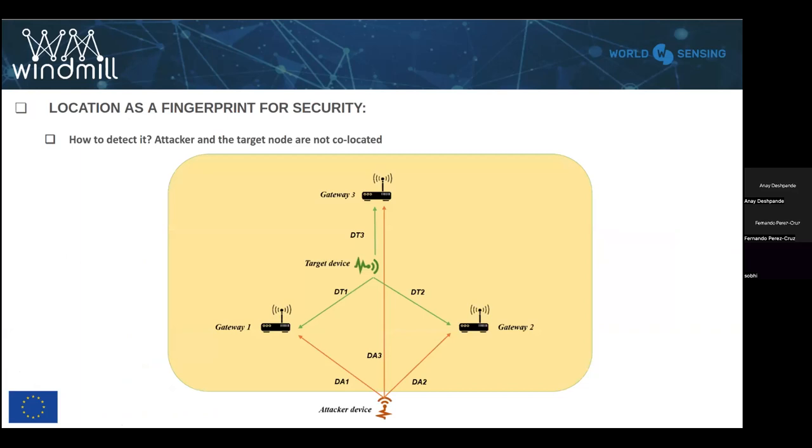For this reason, we wanted to use the location as a fingerprint. This solution is provided for a monitoring solution where the IoT devices, the sensors, are in fixed locations. We know that the signal characteristic generated from a specific sensor is related to the position of that sensor. So the received signal characteristic for the target device will be different from the signal characteristic received from the attacker device, because they are in different positions.